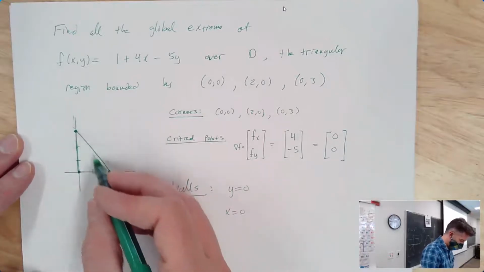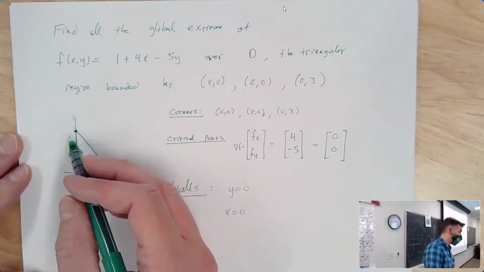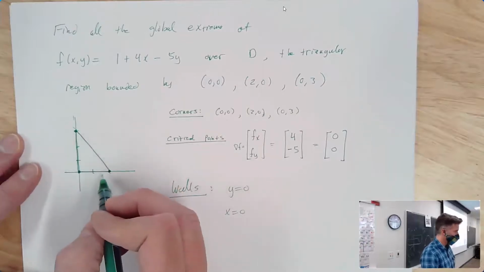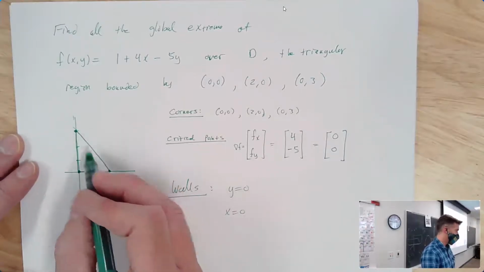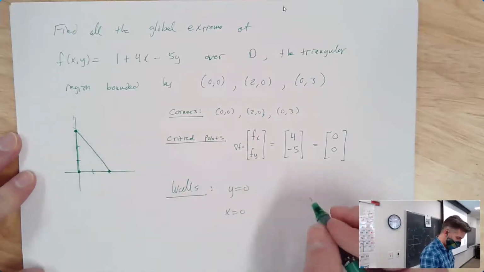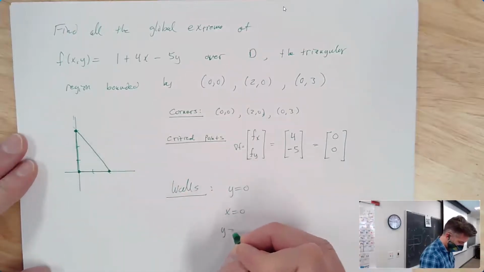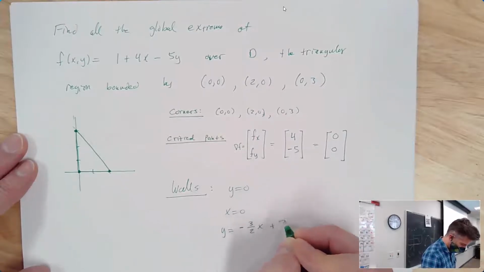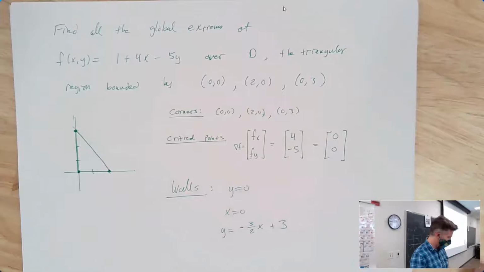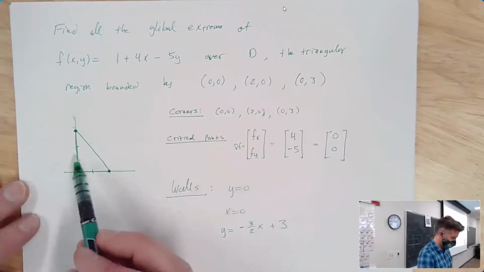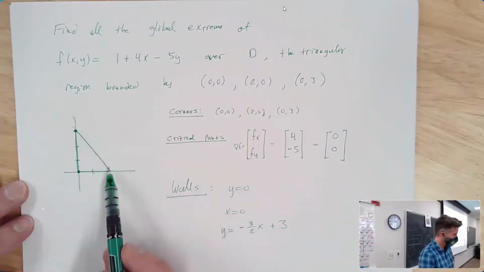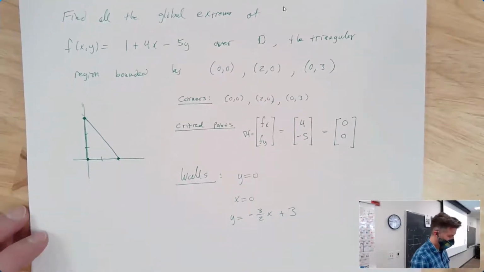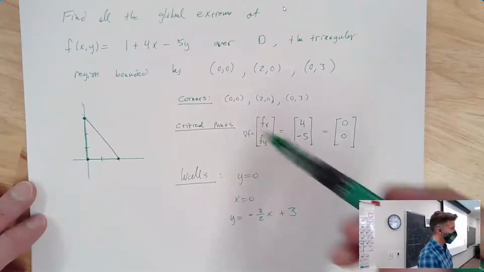Let's see. So the equation of this wall, I can see the y-intercept is 3. I can see the slope is down 3 over 2, or the rise over run is negative 3 over positive 2. So it looks like the equation of my line there is y equals negative 3 halves x plus 3. I'm pretty sure that's right. My slope is over 2 down 3, or down 3 over 2. And yeah, that's right.